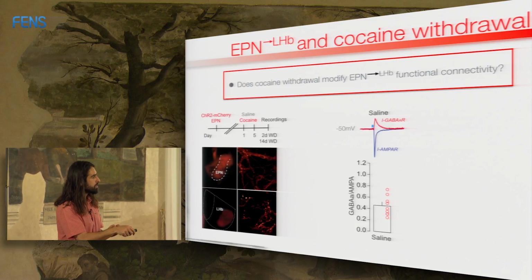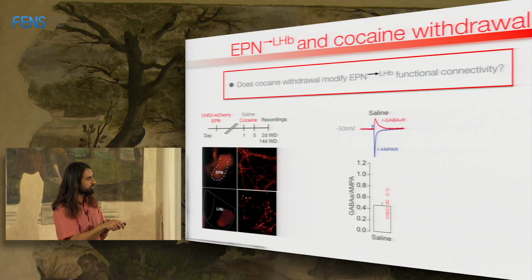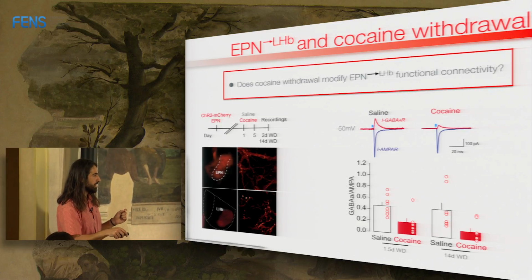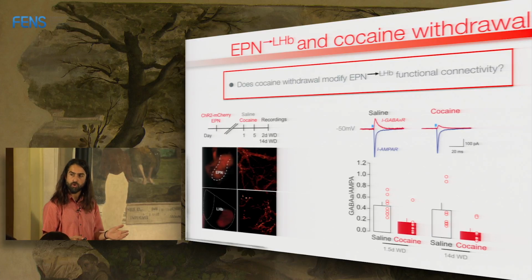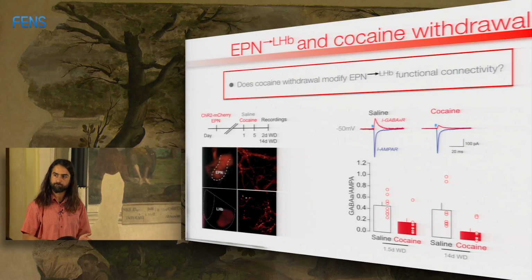And indeed, by putting the cell at a certain potential, we can pharmacologically isolate either an inward AMPA response over here or an outward GABA response. This yields this GABA-A AMPA ratio of about 0.4. What we find is the following: 2 days or 14 days after the exposure to coke, this GABA-A AMPA ratio is significantly smaller in both conditions after cocaine.